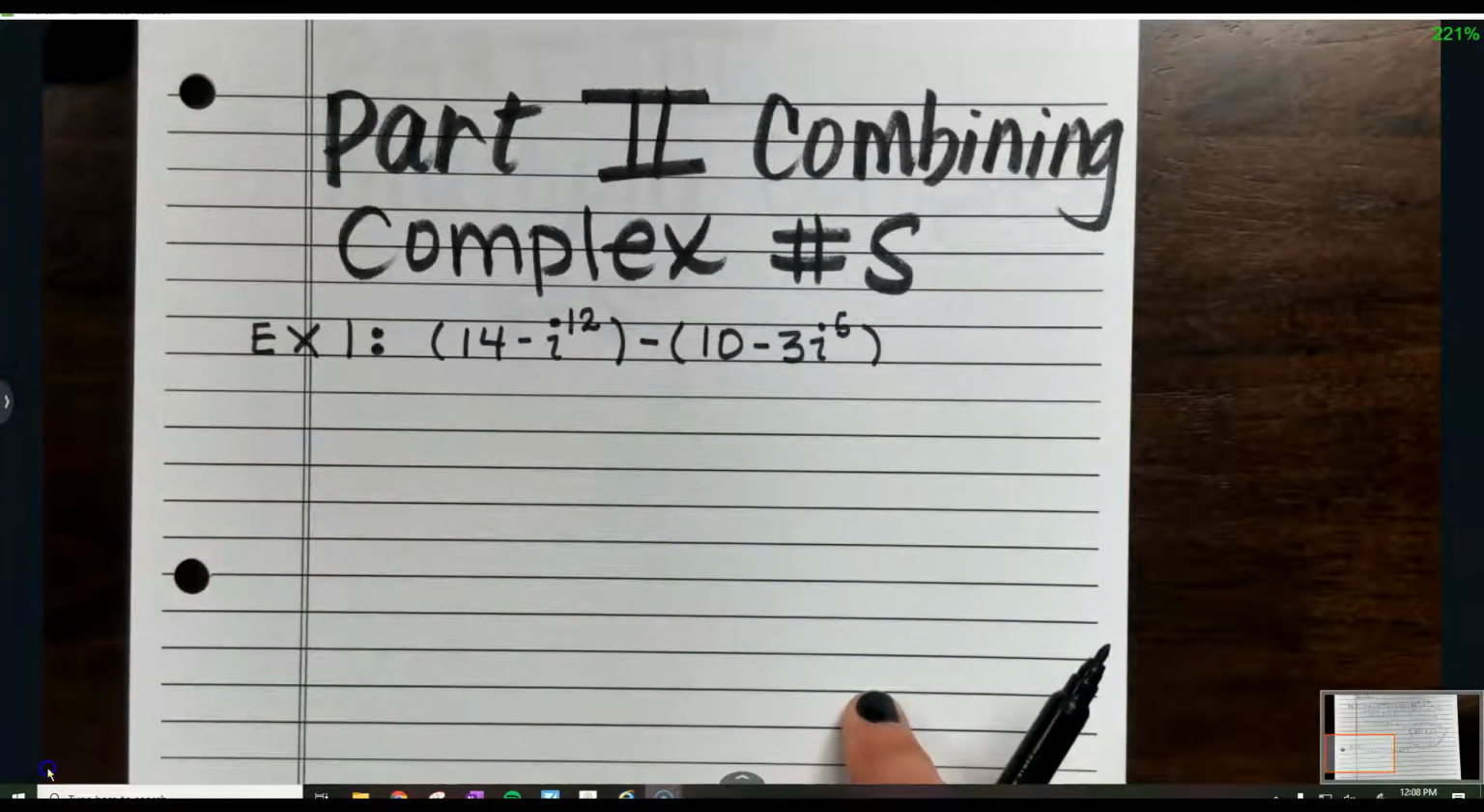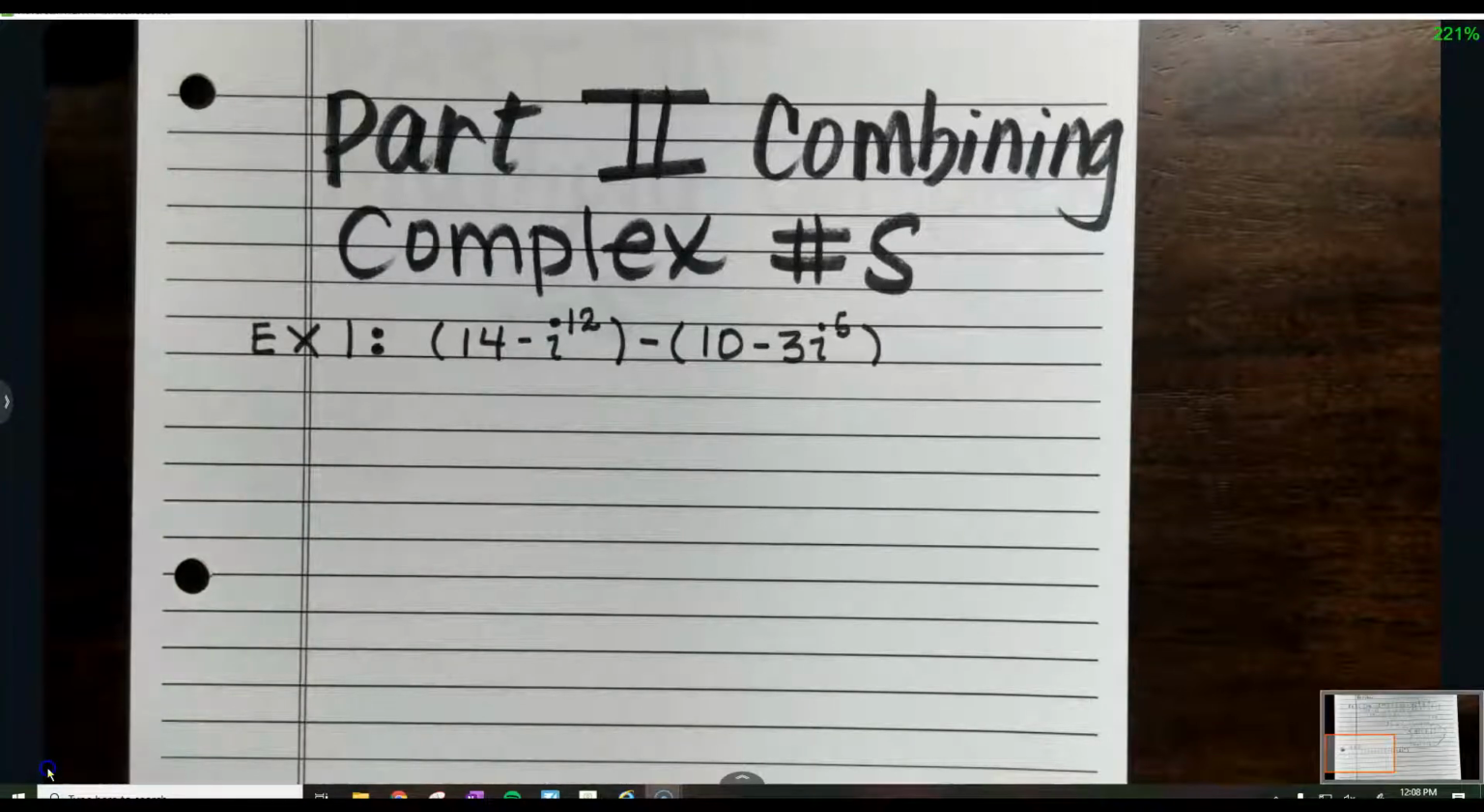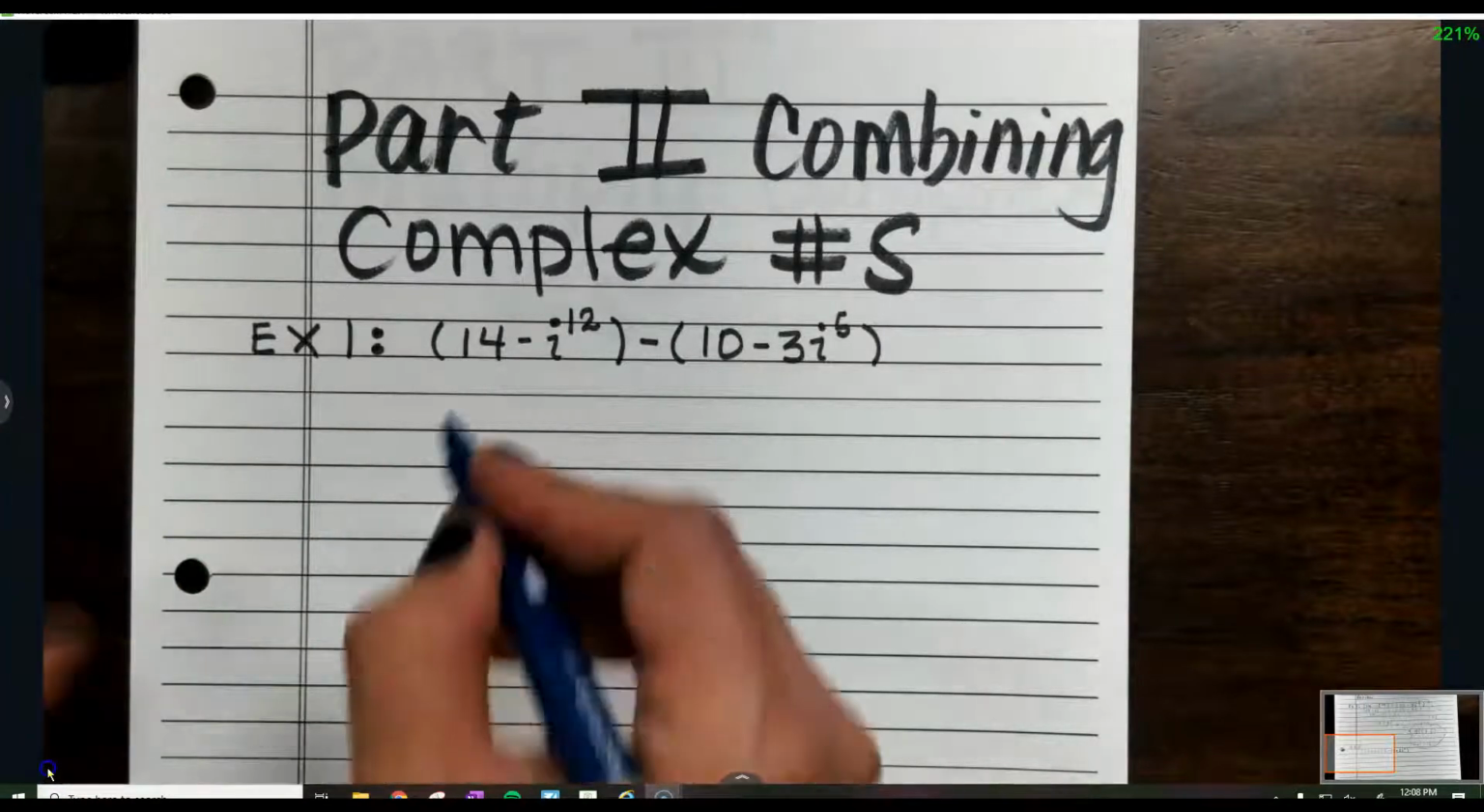What do we always divide by? Yeah, 4. Y'all, 4 goes into 12 evenly. We don't have a remainder. So what is the answer when we don't have a remainder? It's 1. So i to the 12th is just 1. So I'm going to recopy this with the simplified version.